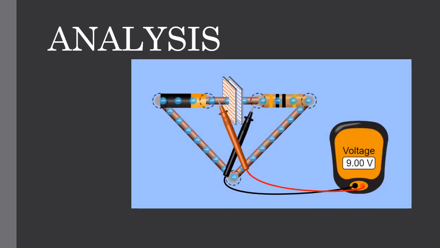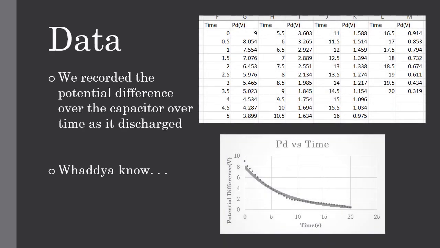And actually, when we do analyze this and graph the relationship between potential difference and time in a discharging capacitor, what do you know? It's actually an exponential relationship, as we expected.